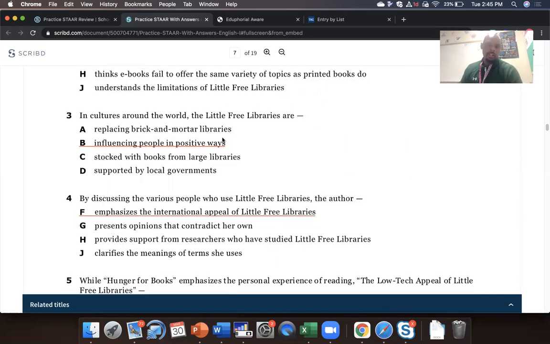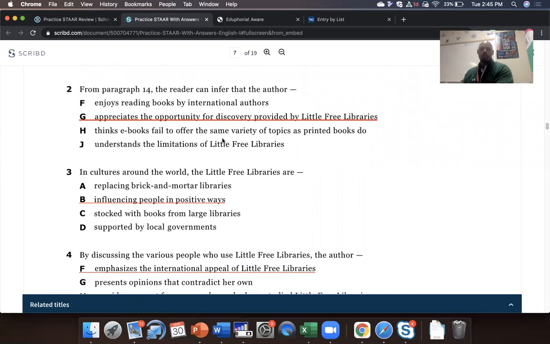Do we have any other issues that were cause for concern? To 12?